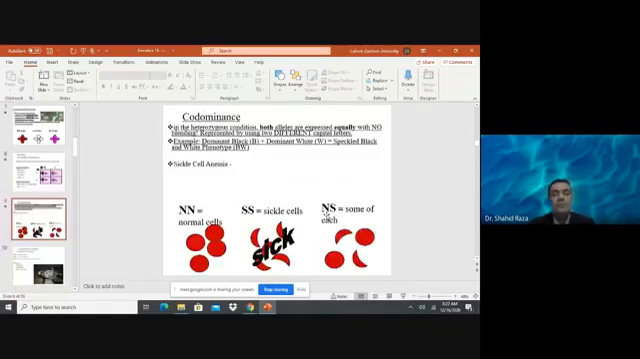Codominance. In the case of codominance, in the heterozygous condition, both alleles are expressed equally with no blending, represented by using two different capital letters. An example is dominant black plus dominant white, and you can see a speckled black and white phenotype. In the case of sickle cell anemia, we can see the first one is capital N, normal cells, capital S, sickle cells, and then a mixture of normal and sickle cells.